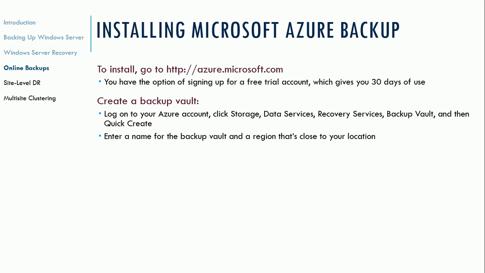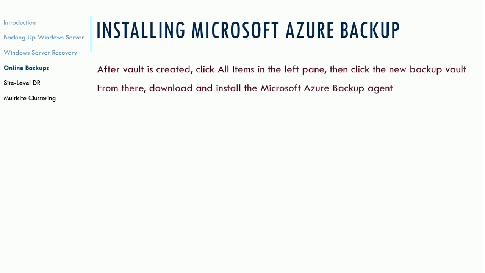So you're going to enter a name for the backup vault and the region that's close to your location. Generally, you want to try to get a region that's close just for speed reasons, although some people like to use regions that are far away just to keep it geographically distant. Then you're going to click Create Vault.